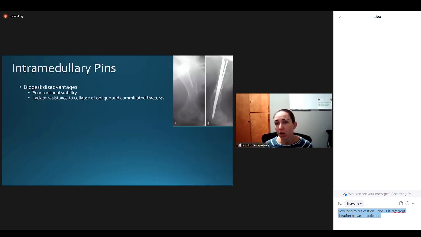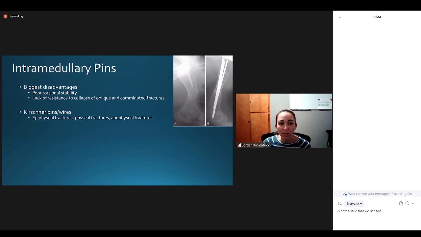Intramedullary pins are another option. These are used much more commonly in calves and younger animals. And it's just putting pins through the medullary cavity. It doesn't have any real stability in torsion, so twisting of the bone, and it doesn't really resist collapse of oblique or comminuted fractures because you're just putting pins straight in. There's nothing going through the bone on the sides to try to keep everything stable.